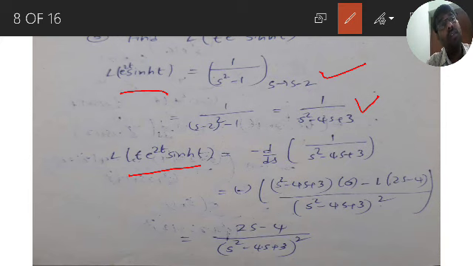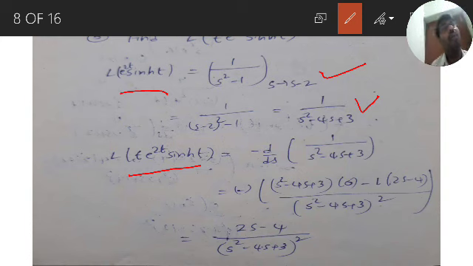Quotient rule. Every problem we are getting. What is the quotient rule? v into derivative of u minus u into derivative of v by v square. That is, denominator into derivative of numerator minus numerator into derivative of denominator by denominator square. That is our quotient rule.